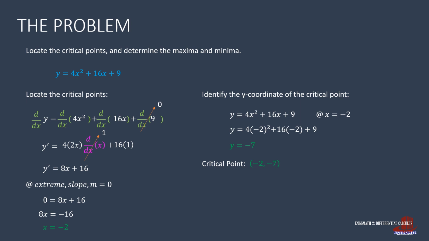The next thing to do is to identify if the critical point is the highest or the lowest point. This is identified by taking the second derivative. By taking d over dx of the first derivative, the last term, which is the derivative of 16, is zeroed out. Y double prime is 8. This is greater than 0. So the critical point located at negative 2, negative 7 is a minima, or the lowest point on the curve.